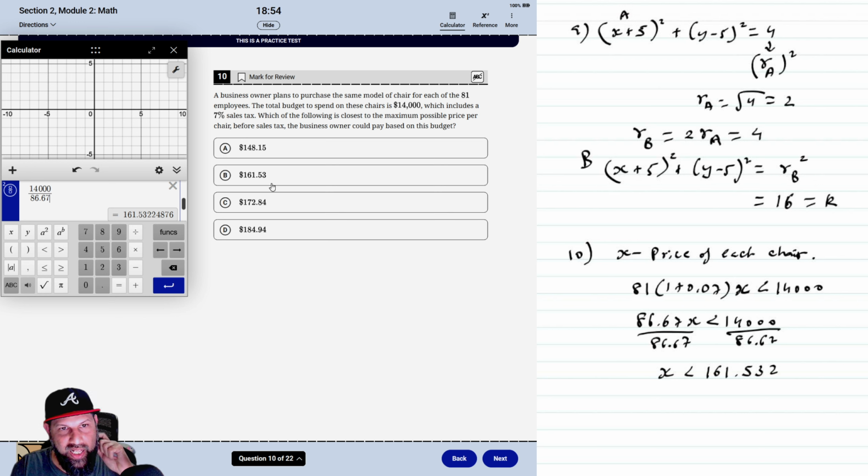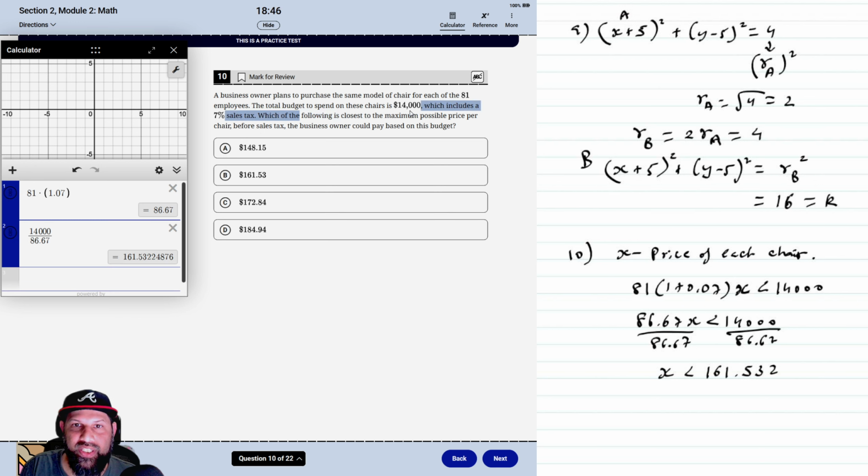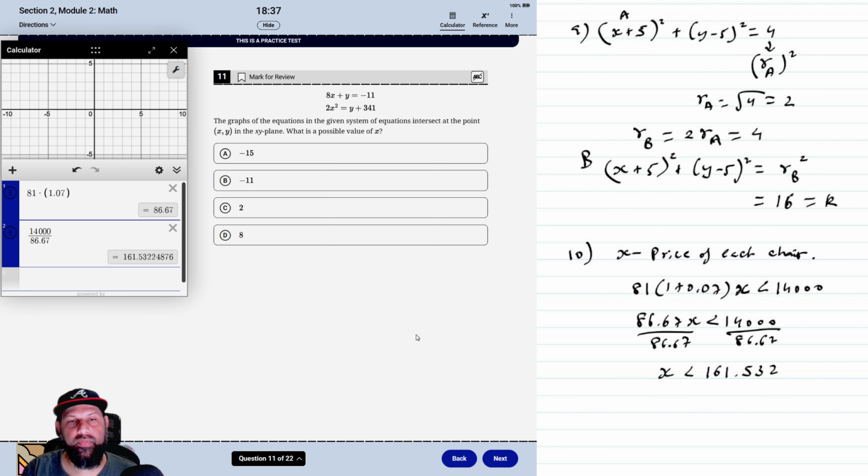So only two of these values are less than 161.532, which is A and B. But the problem asks which of the following is closest to the maximum possible value, right? And so the closest to the maximum possible value is going to be 161.53. That was 10. Now we're at 11.